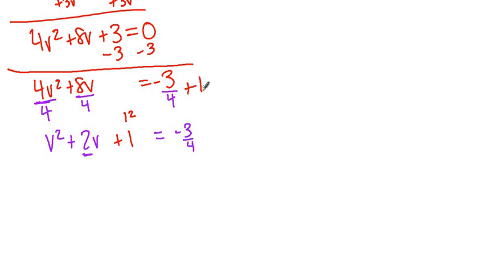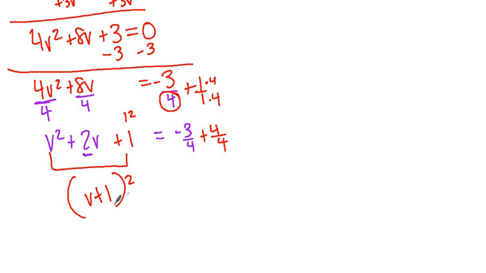But remember, if I'm adding 1, 1 as a fraction is like 1 over 1, and I need it to have a common denominator with 4. So that means I need to multiply the top and bottom by 4. So 1 is the same thing as 4 over 4. Okay, this is now a perfect square. That's going to factor to v plus 1 squared. Once again, where did the 1 come from? It came from half of that number. And then negative 3/4 plus 4/4 is 1/4 right there.